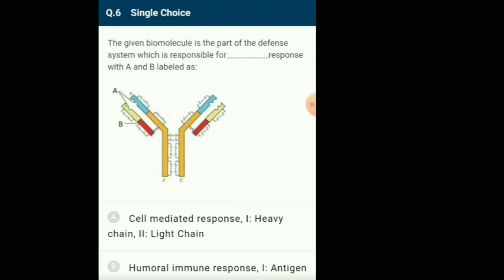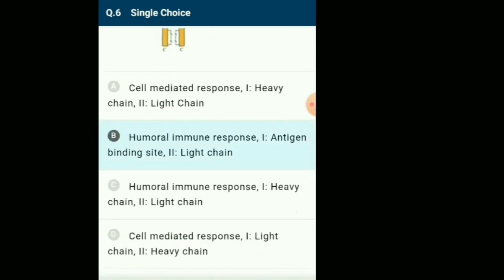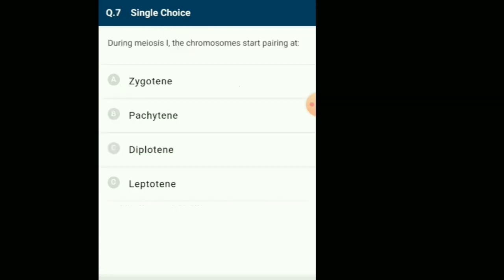Each antibody has 4 peptide chains, 2 small, which are light, and 2 heavy, which are long chains. The antibody recognizes the pathogen, called an antigen, via the variable region, which is the antigen binding site. So the answer for this question is option B. Humoral immune response, 1 antigen binding site, 2 light chain.